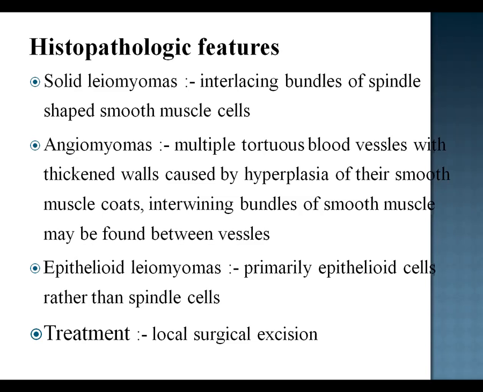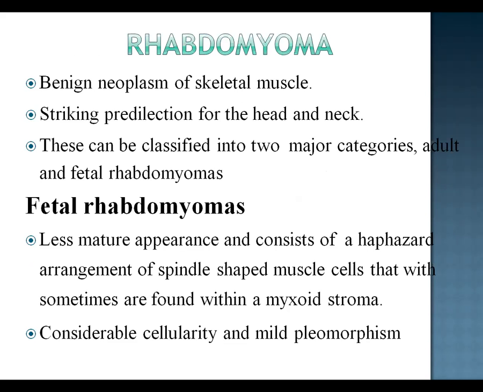Histopathological features: solid leiomyomas show interlacing bundles of spindle-shaped smooth muscle cells. Angiomyomas show multiple tortuous blood vessels with thickened walls caused by hyperplasia of their smooth muscle coats. Intervening bundles of smooth muscle may be found between vessels. Epithelioid leiomyomas show primarily epithelioid cells rather than spindle cells. Treatment is local surgical excision.